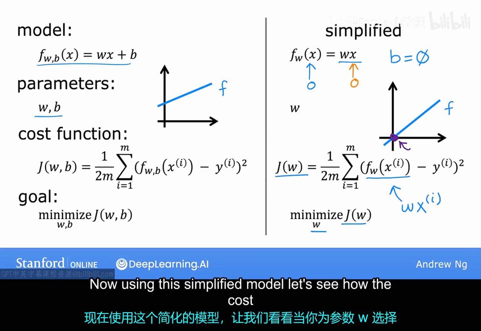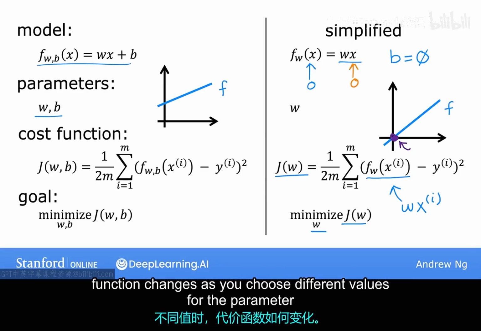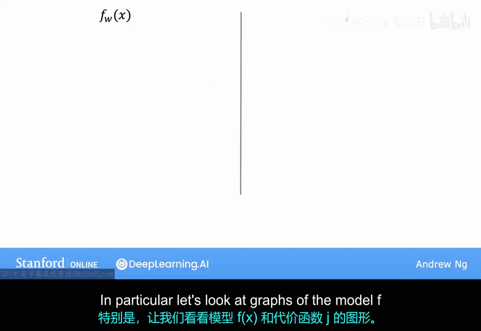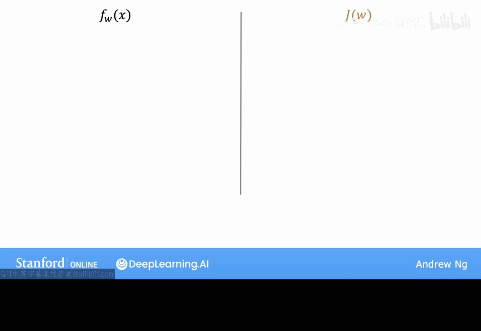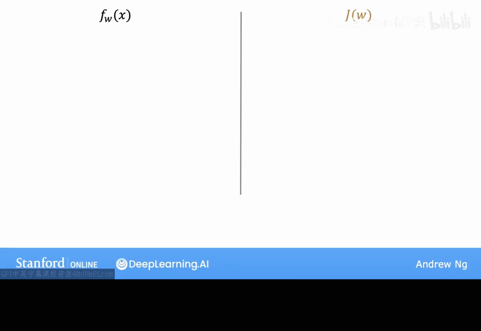Now, using this simplified model, let's see how the cost function changes as you choose different values for the parameter w. In particular, let's look at graphs of the model f of x and the cost function J. I'm going to plot these side by side, and you'll be able to see how the two are related.